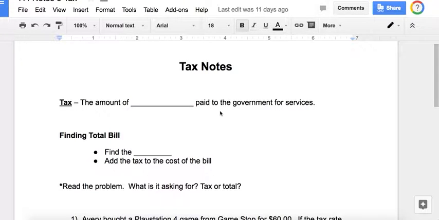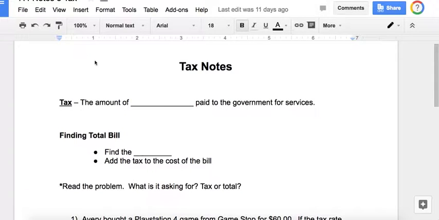My video on tax. So in our previous lesson, we learned about tip, and tip was money paid for a service. And to calculate the tip, we set up a proportion where we had an X in the part, and then we had part over whole equals percent over 100. So to calculate the tip, we were always looking for the part. And then, of course, to find the total tip, then we would add the tip to the bill.